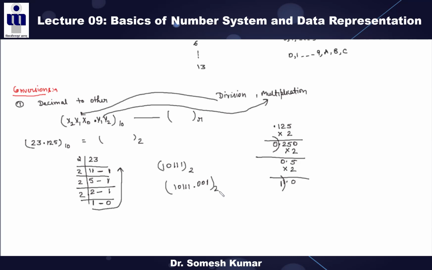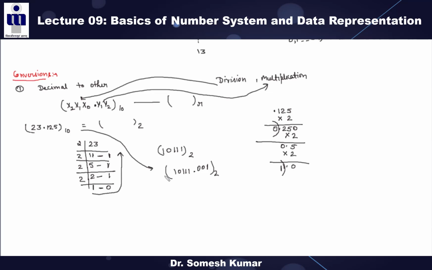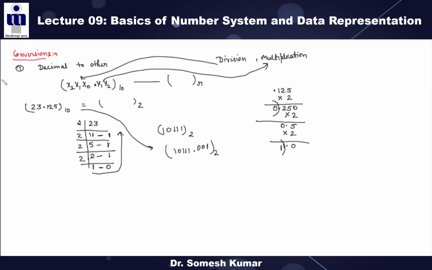This is the binary of this decimal number. In this way we can convert decimal to any other base, right? So we'll take the second example to convert to the base 8, right? How you can convert? Similarly, for 37 use the divide method, right? You have to divide it with the 8 because you have to convert this decimal to the octal, right?